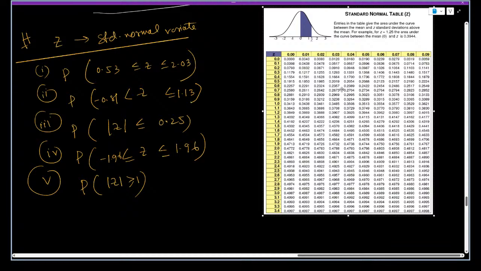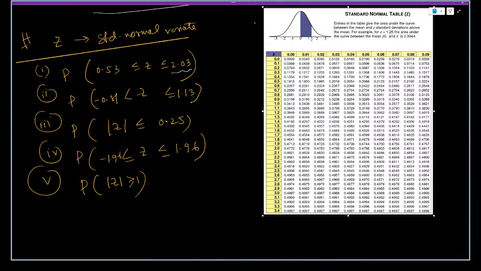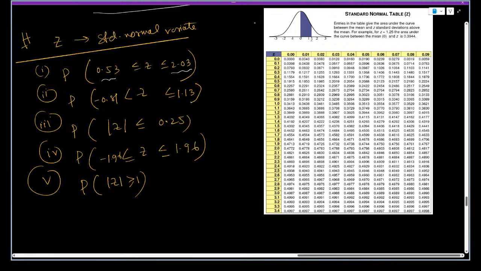So you need to find the probability of this thing between 0.53 and 2.03. Symbolically, this probability we can express in terms of the area, but that is not required right now, you just check. It is 2.03 and 0.53. Where is 0.53? See in the table, 0.53, it goes there. So it is 0.2019 up to 0.53.